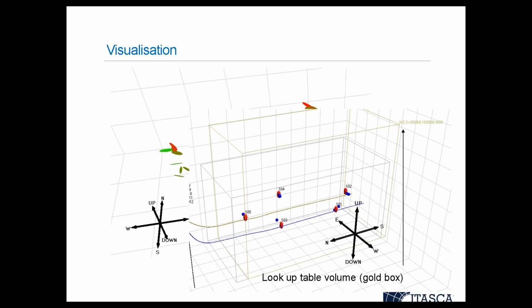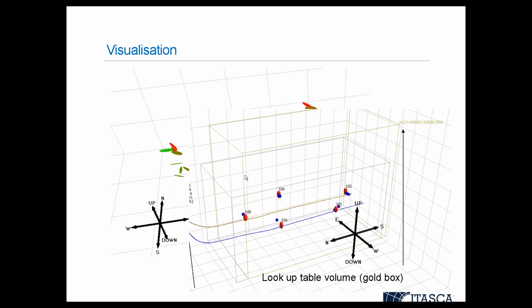The other feature we added is this lookup table volume. Now you can visualize the lookup table volume. It's in these golden lines here. The golden box is the lookup table. It doesn't have to be in the same volume as your grid search box, which is the black one. So if you're using a lookup table, that's the area that you're searching.